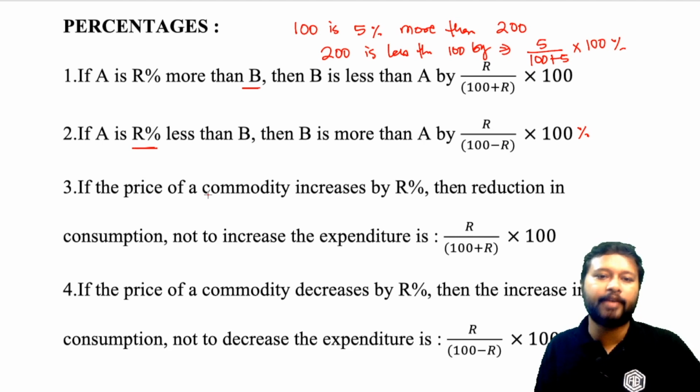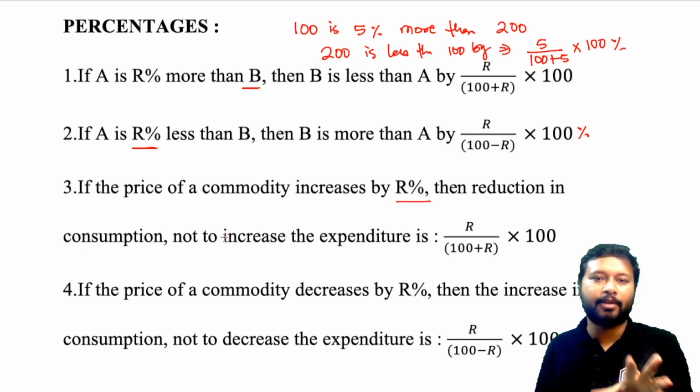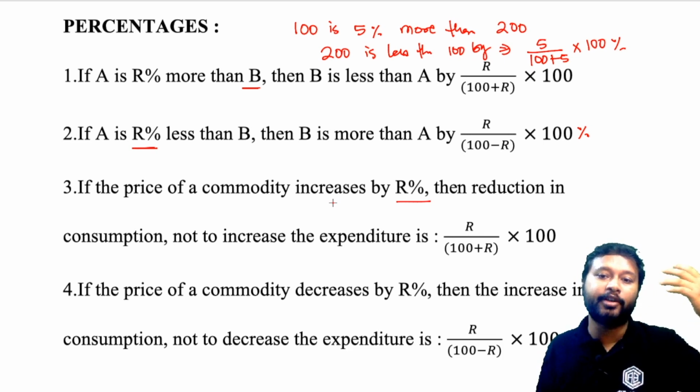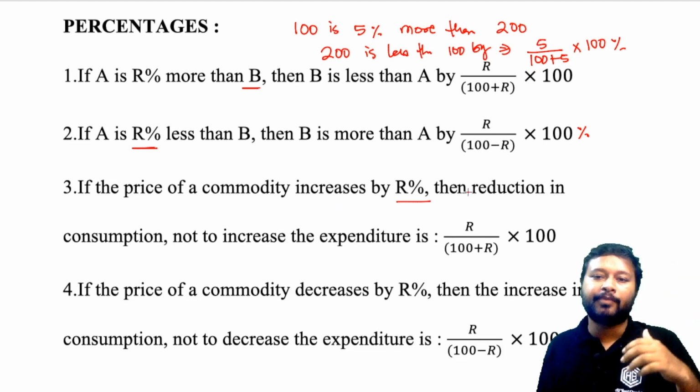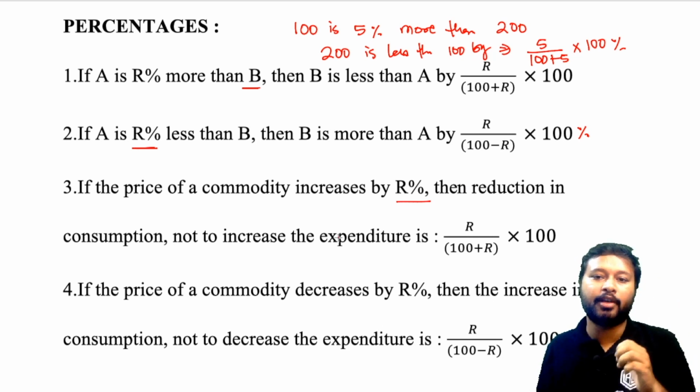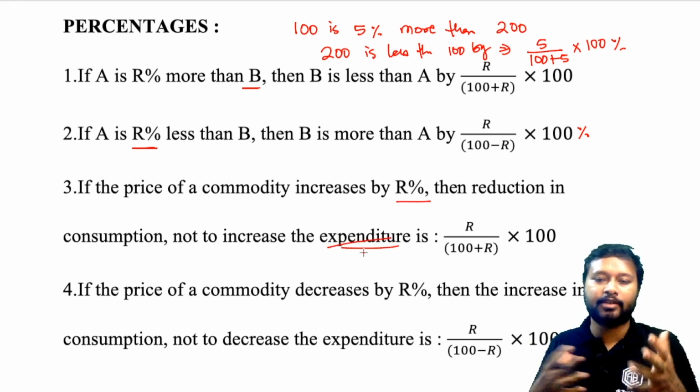Next is, if the price of a commodity increases by R%, then the reduction in the consumption so as not to increase the expenditure. These types of questions are asked. Okay, so if the price of something is increased by 5% or 10%, and recently since GST has been implemented and so many things have raised their prices, they might ask these types of questions. So if the price of a certain commodity has increased by a particular percentage, then the reduction in the consumption, this means how much we should reduce the consumption so that our expenditure should remain the same.